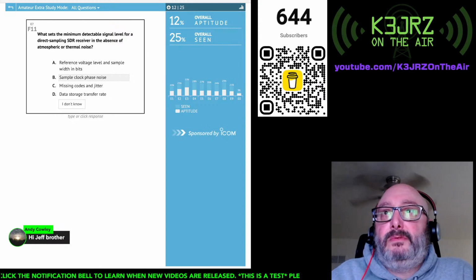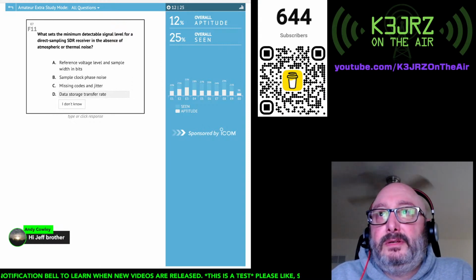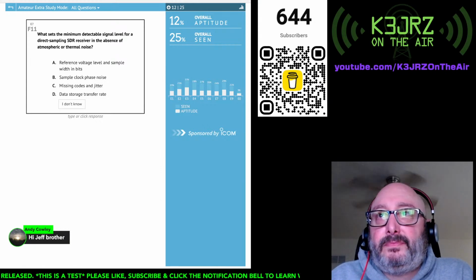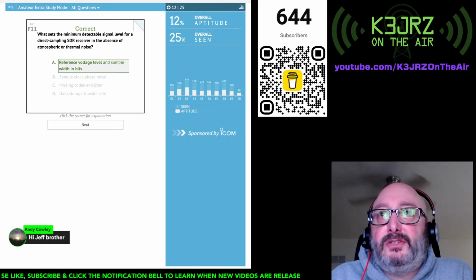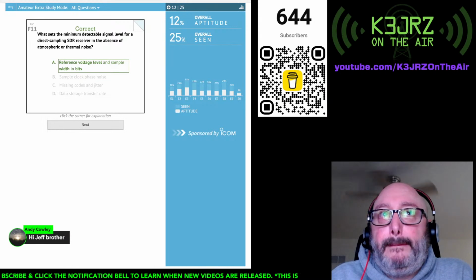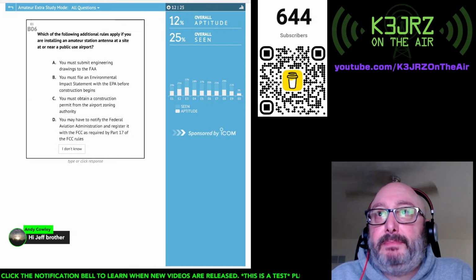Sample clock rate noise. What sets the minimum detectable signal level of a direct sampling SDR receiver in the absence of atmospheric thermal noise? Reference voltage and level, symbol within bits.